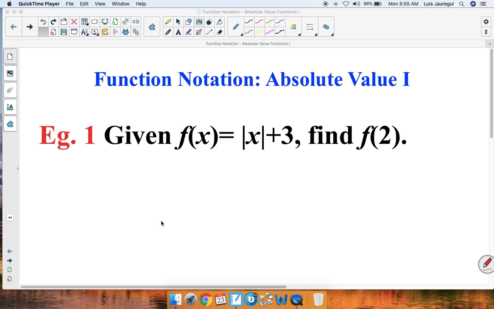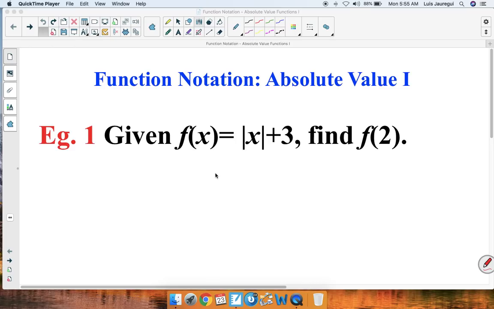Welcome! In this video, we'll focus on function notation, absolute value part 1. Let's take a look at our first example. Example 1. Given f of x is equal to the absolute value of x plus 3, find f of 2.